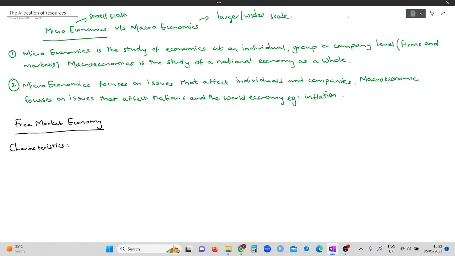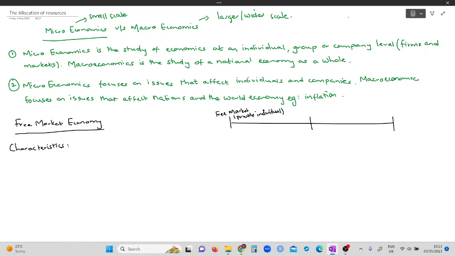Ok, donc free market, c'est quoi? C'est beaucoup de ressources. We have three types of economic system. On the one extreme, we have the free market, which contains private individuals. Quand c'est un private producer, c'est que dans le privé.